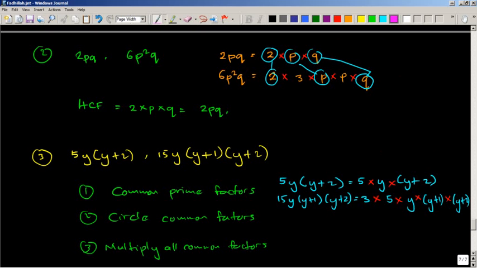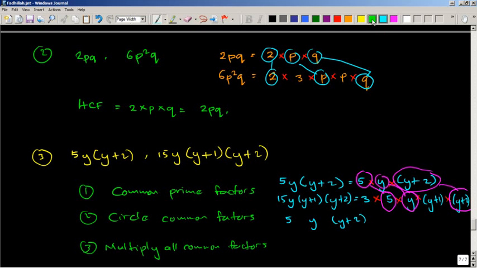So what are the common factors? Fadhilah, what are the common factors? 5. Any more? y. Good. Any more? y plus 2. Correct. Any more? No. Okay. So now, the common factors are 5, y and y plus 2.